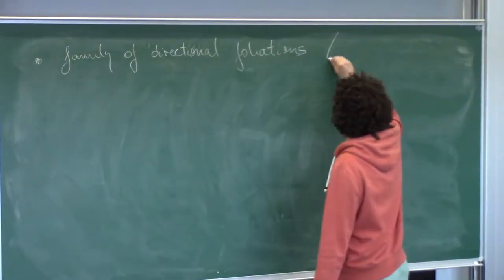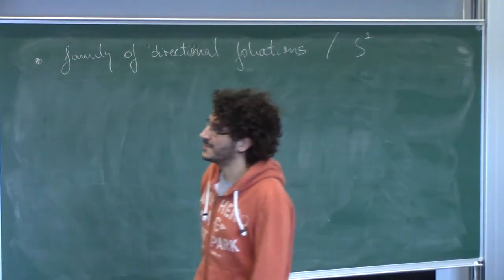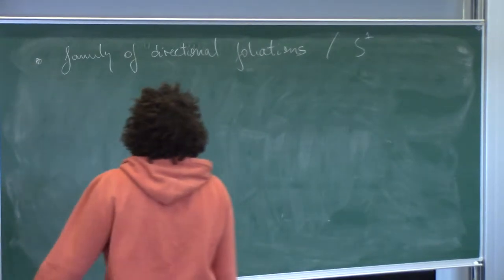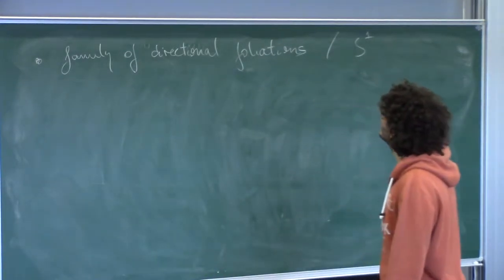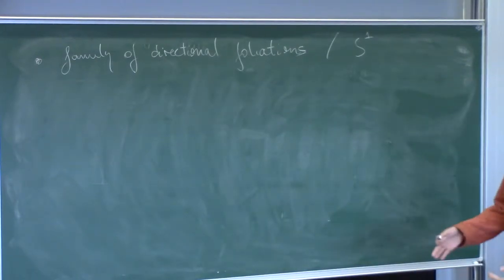Parameterized by the circle. Okay, and so this foliation belongs to this space introduced at the beginning. And the first return maps of those foliations are piecewise affine. That's why it sort of connects with what Charles told you earlier on.